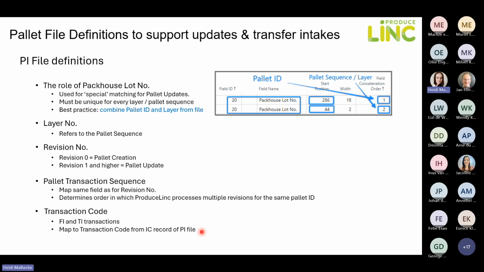Okay, and then transaction code is also something that we suggest you map. And this is specifically to deal with pallet transfers. You guys probably know pallet files way better than I do. In a PI file somewhere, I think it's in the IC record, yes, there's a two character code that tells you if it's a first intake or a transfer intake. So they differentiate between FI and TI. Now, that should be mapped to a new field that's called transaction code, because it will also tell the system if it's supposed to do a transfer intake or just update other fields that you've asked it to update.